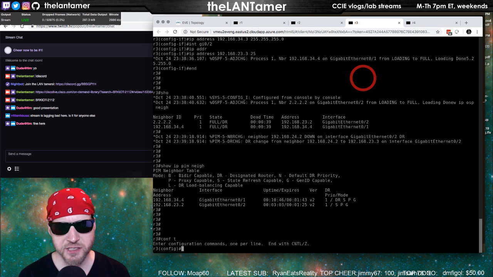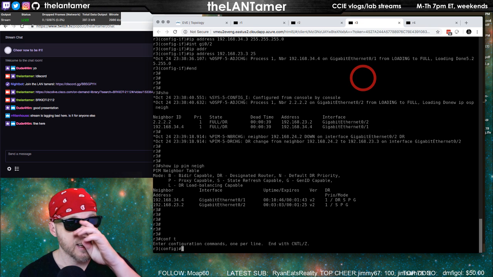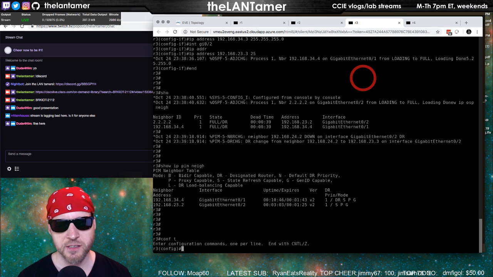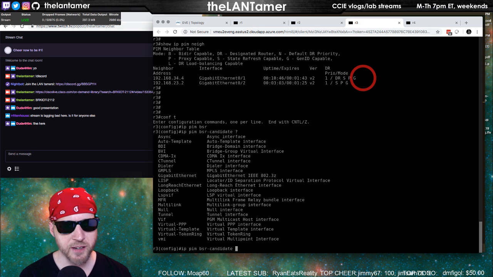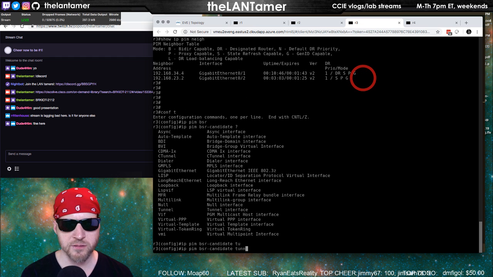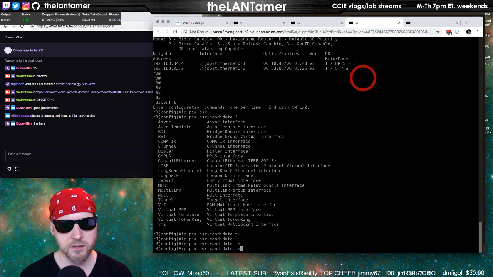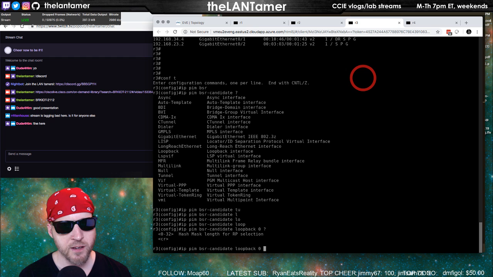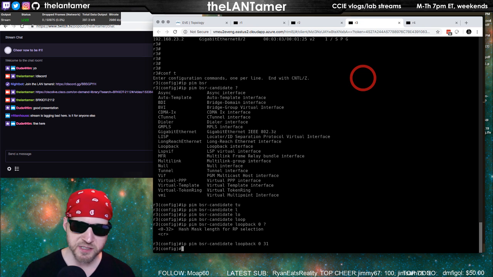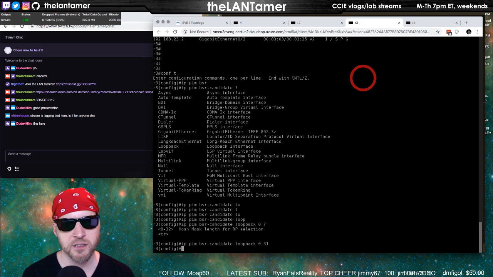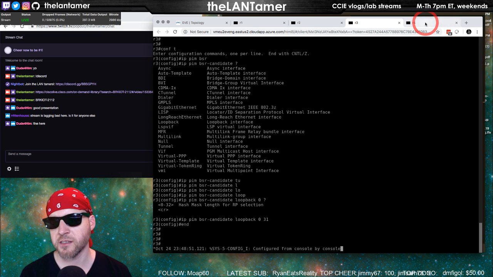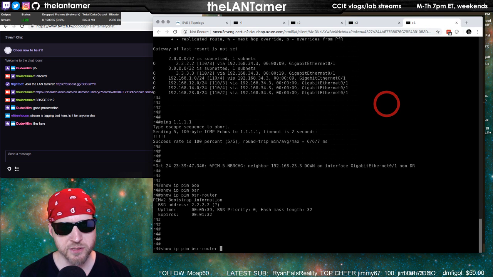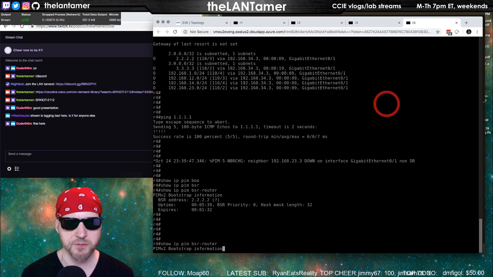And let's change that hash mask length to 31, which means it's going to consider more bits than the other. So let's say IP PIM BSR candidate. What other options do we have here? Just loopback 0. And then the hash mask length is going to be 31. So we're going to take one of those bits and use it to generate a hash to kind of influence the election of each router as to what BSR it wants to use. So router 4 should have received that information already.